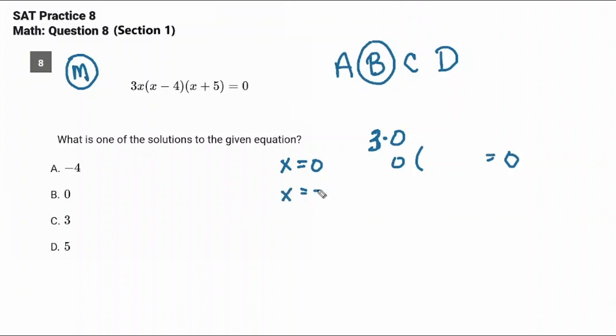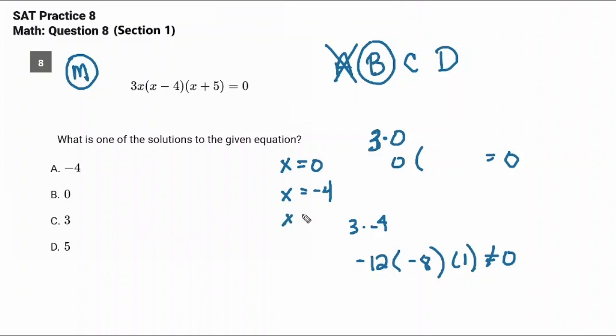So if we try answer choice A, that's x equals negative 4. 3 times negative 4, that's negative 12. Times negative 4 minus 4, that's negative 8. Times negative 4 plus 5, that's 1. That ain't going to be 0. So that's gone. Let's try answer choice C, 3. I'm going to do that over here. X equals 3. It's going to be 3 times 3, which is 9, times 3 minus 4, that's negative 1, times 3 plus 5, that's 8. Is that going to be 0? Nope, it's not.